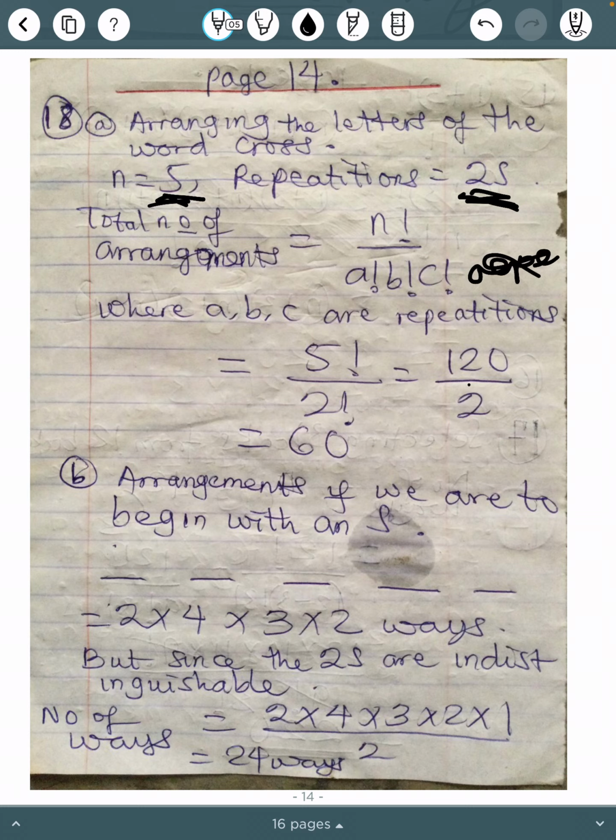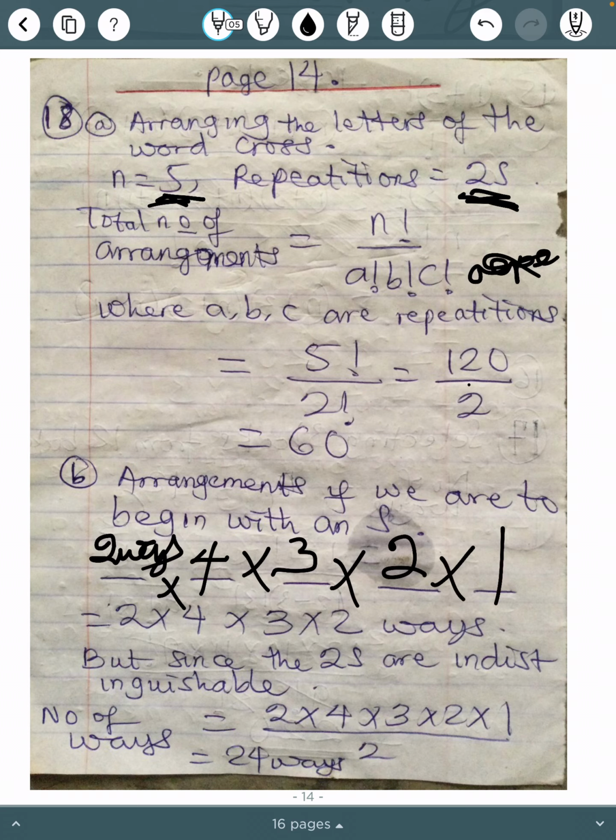Now, if the arrangement is to be done in such a way that it always starts with an S, what this means is that you have 1, 2, 3, 4, 5 letters to arrange. But if it must start with an S, it means there are 2 ways of doing that, starting with an S, because there are 2 S's. Now, after writing the first S, you will now have 4 different positions left and 4 letters left. So there will be 4 ways of writing the next letter, 3 ways of writing the next one. After doing this, there will be 2 letters left, 2 ways of writing one here, and 1 way of writing one here.